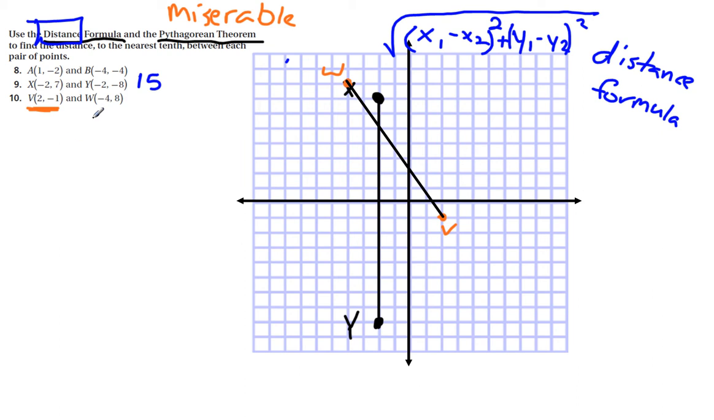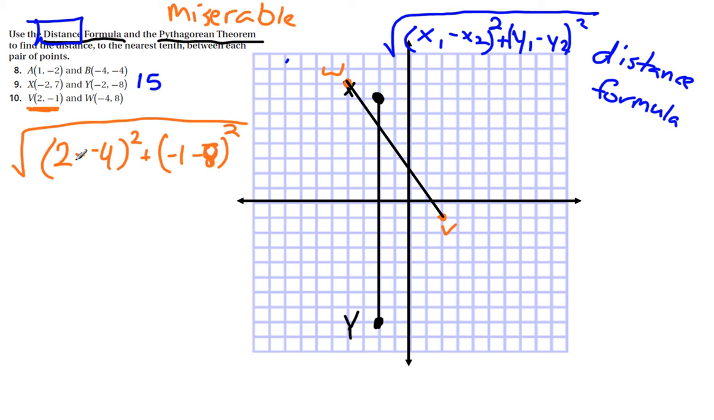So x1 minus x2, so 2 minus negative 4 squared plus our y's here, negative 1 minus 8 squared, and then the square root of that. Okay, so 2 minus negative 4, a lot of these going on, so it's 6 squared. Negative 1 minus 8 is negative 9 squared. And we've got to be a little bit careful of this, especially reading a calculator. That negative 9 would need to be still in parentheses.